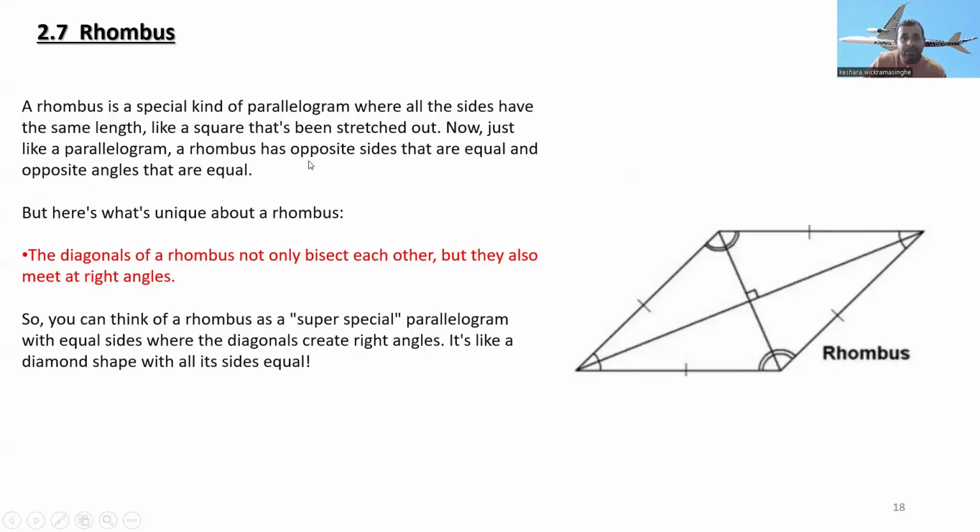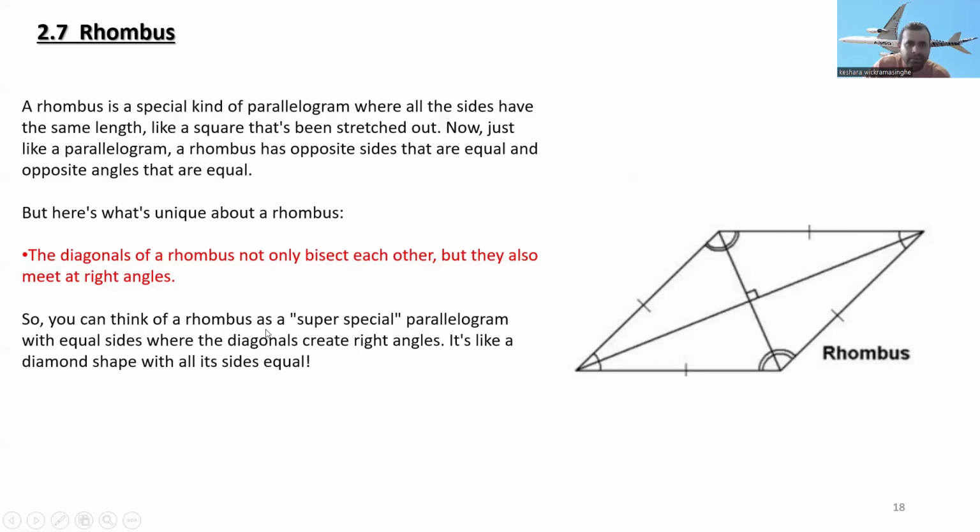Now, just like a parallelogram, a rhombus has opposite sides that are equal and opposite angles that are equal. Okay, it means all four sides are equal, and the opposite angles are equal. You can see this angle equals this angle, and this angle equals this angle. But what's unique about a rhombus? What is unique about a rhombus is its diagonals. The diagonals of the rhombus are not only bisecting each other, but they also meet at right angles. Remember, they not only bisect each other, they make right angles.